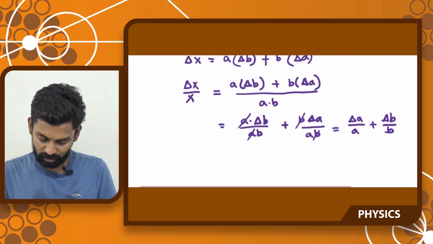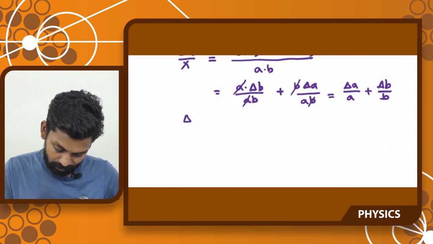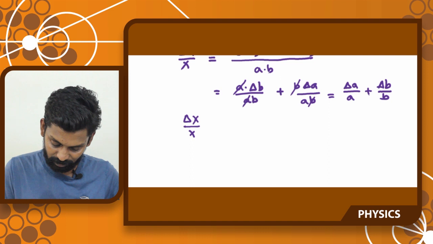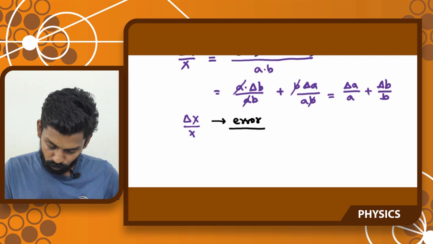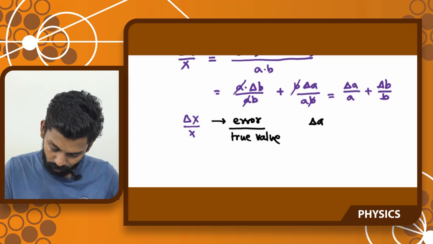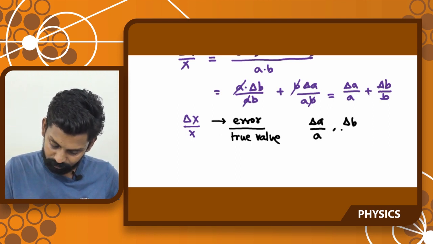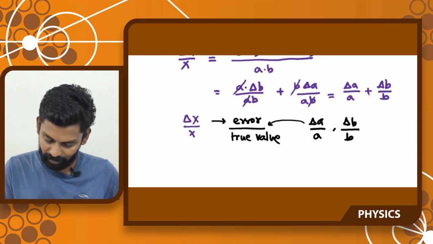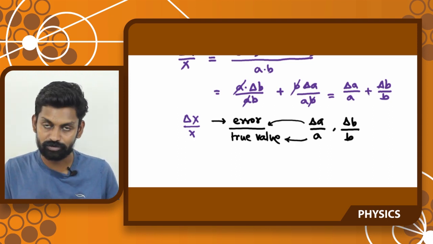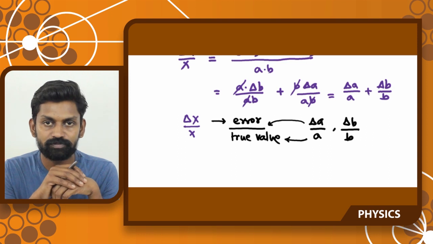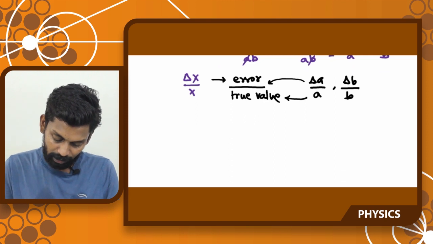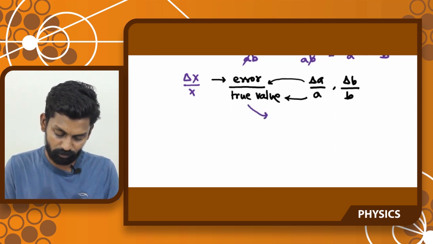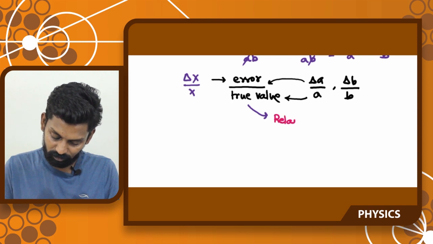So, if you look at this equation, delta x divided by x, this is nothing but error divided by true value. Delta A by A or delta B by B, if you look at both, the numerator is error and the denominators have true values. So, error divided by true value is always called relative error. So, this term, error by true value, is called relative error.